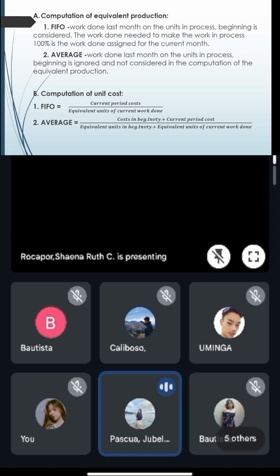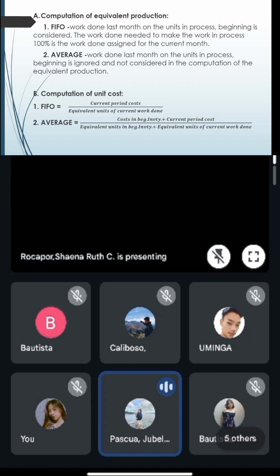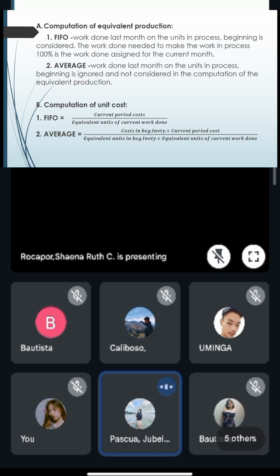So, the difference between FIFO and average is, FIFO includes the work done in the previous month, while average only considers the work done in the current month for calculating equivalent production.